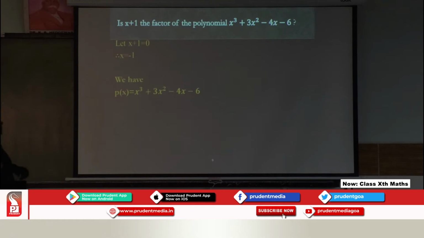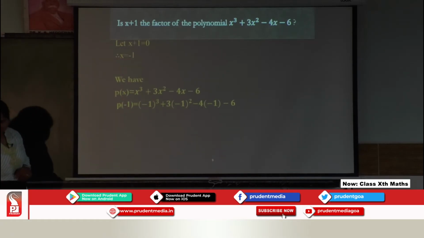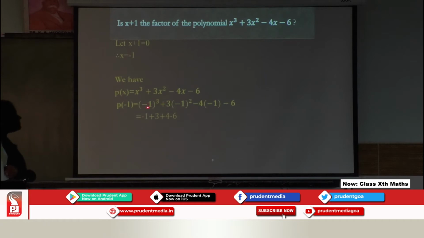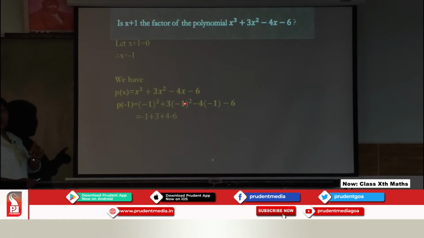So, we have this polynomial p of x, x cube plus 3x square minus 4x minus 6. So, let us substitute the value of x. The value of x is minus 1. So, substitute everywhere. So, you get minus 1 cube is minus 1, minus 1 square is 1, that is 3 into 1 is 3. Then minus 4 into minus 1 is positive 4, and the last term is negative 6.